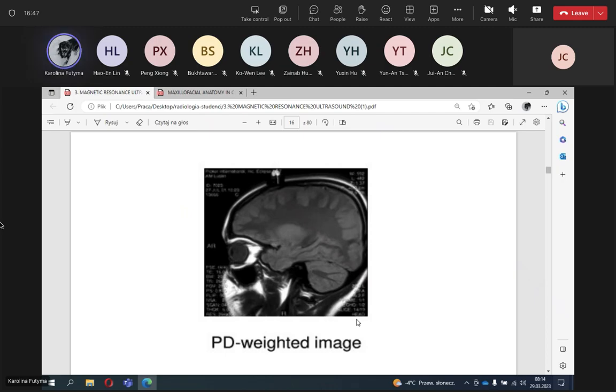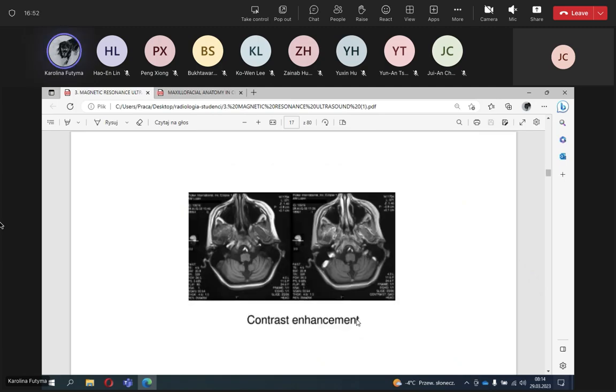This is the example of a PD weighted image, a little bit more difficult to recognize and to describe. Here we have the contrast enhancement. On the first part of the image, you will see only the beginning of the contrast going through the vessels. And here we have our veins and arteries with the contrast in it.